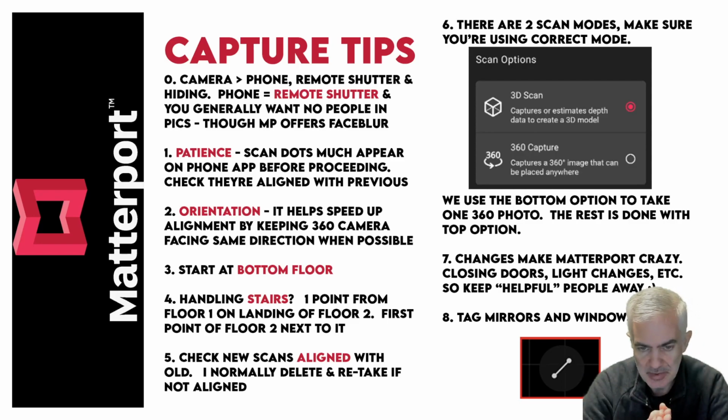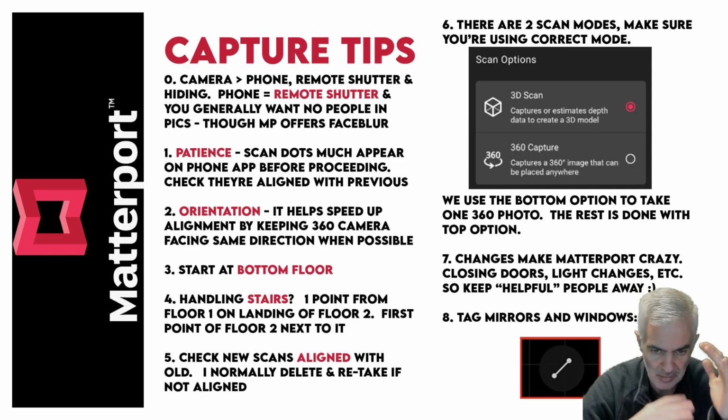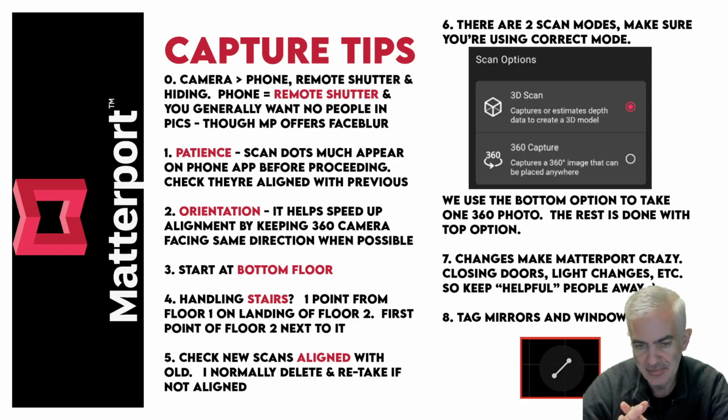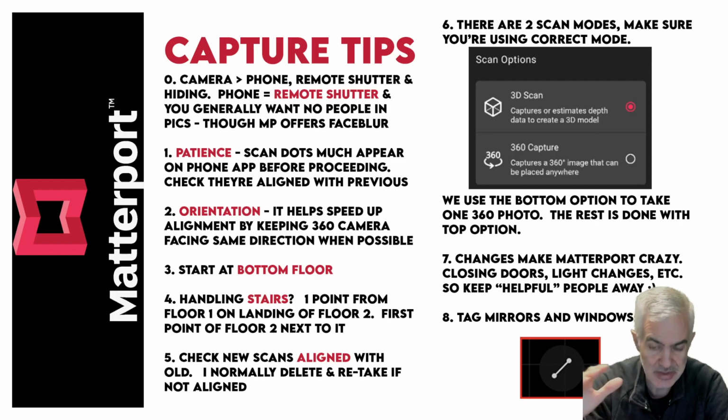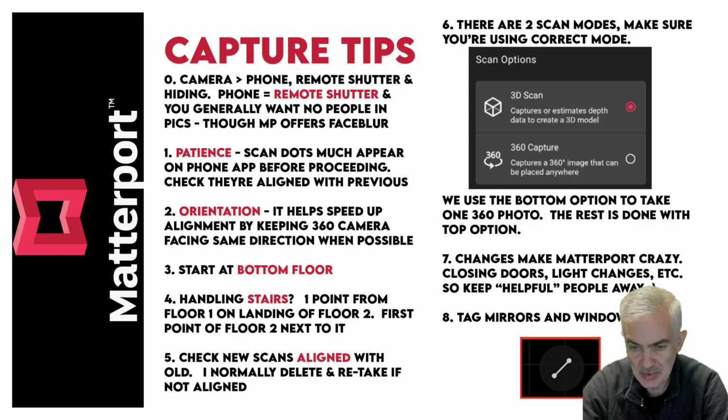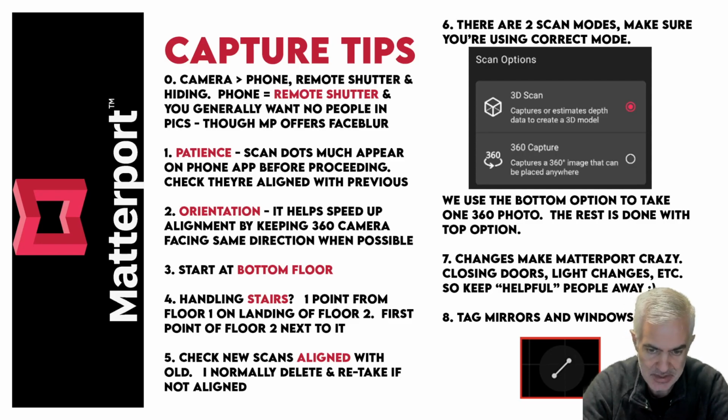Number 3, start at the bottom floor. If you're doing 2 floors, you start at the bottommost floor and work your way up. Leads into 4. If you're handling stairs, you start on the first level, you do the entire first level, you go up the stairs, still first level, you take one last shot at the beginning of the second level, and then you take another one next to it. So you basically have side by side floor 1 and floor 2 on the landing of the steps.